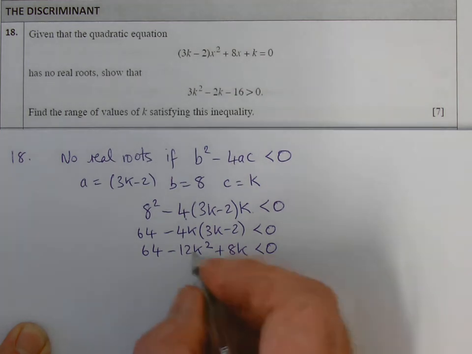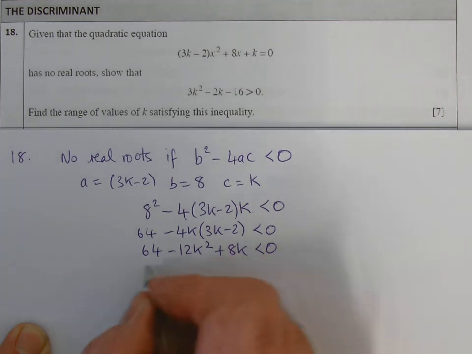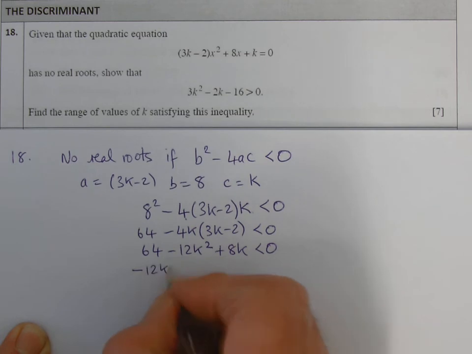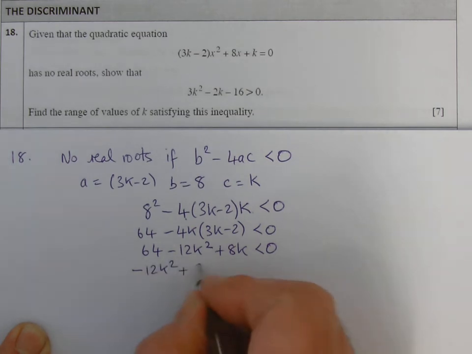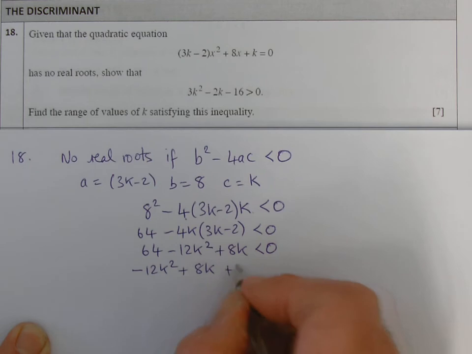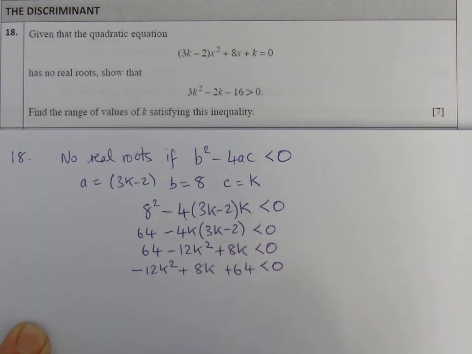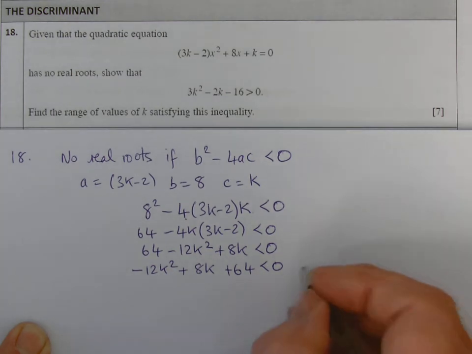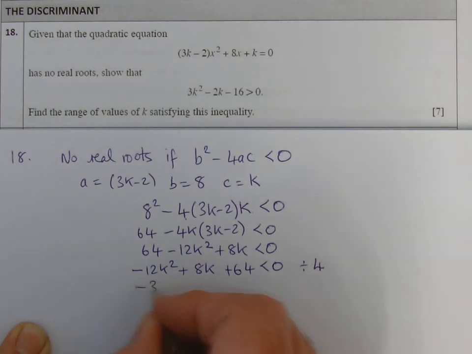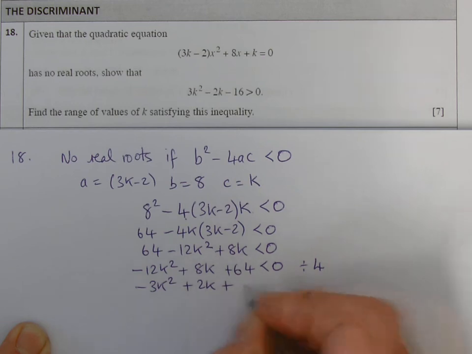So rearrange it in the order we see a quadratic. So it's minus 12k squared plus 8k plus 64 is less than naught. And then 4 is a factor of those three numbers, so I'll divide by 4. So it's minus 3k squared, add 2k, add 16 is less than naught.